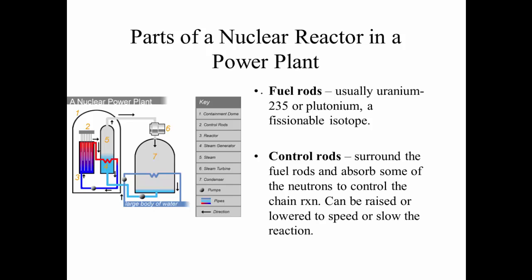So the fuel in a nuclear reactor, of course, is called fuel rods, and typically it's going to be uranium-235 or some isotope of plutonium. The fancy word for either of those is a fissionable isotope, an isotope that can undergo fission. Control rods are placed in between the fuel rods to kind of control that chain reaction, and these can be raised or lowered into the fuel rods to either speed up or slow down the reaction. So if the control rods are removed, the reaction would speed up, and if the control rods are placed into the reactor, it would slow down the reaction. So control rods can control the speed.